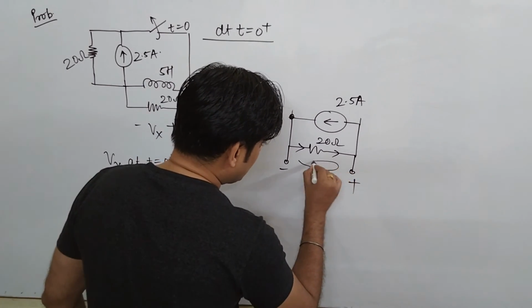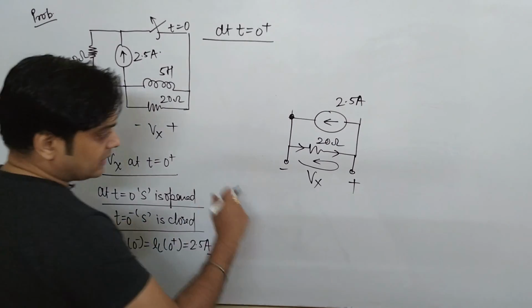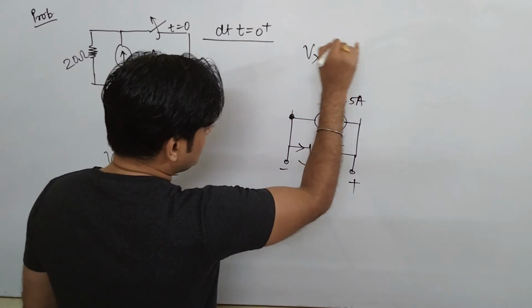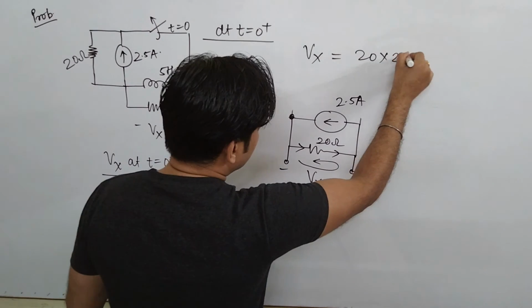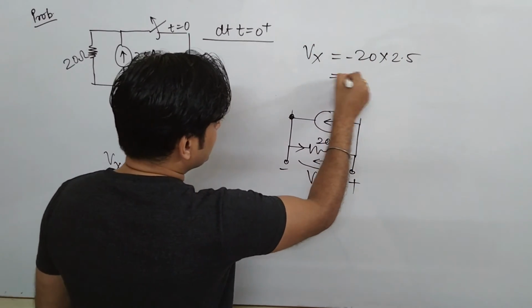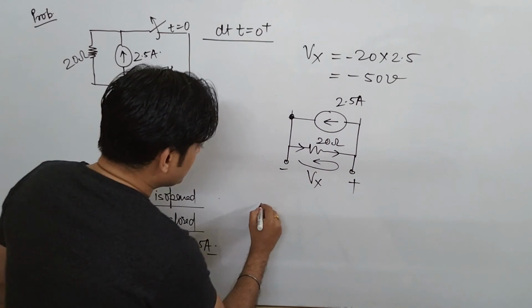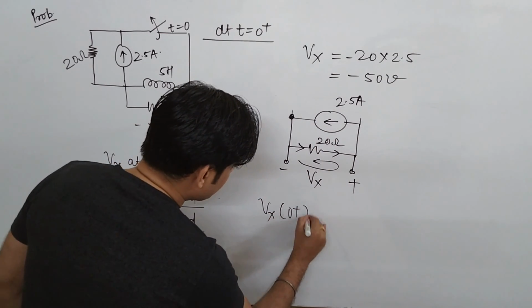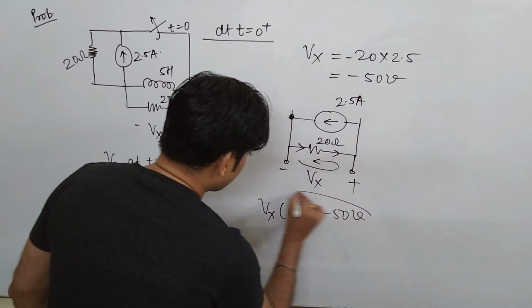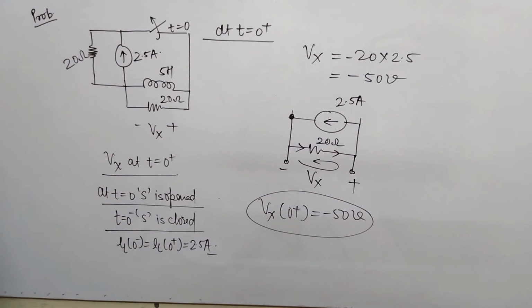For finding out the value of Vx, you have to apply the loop in this manner. Minus to plus, that is Vx is equal to what? It is 20 into 2.5, and the sign comes to be minus, so that is minus 50 volt. So the value of Vx at 0 positive comes to be minus 50 volt. In this way you can find the value of Vx at 0 positive.